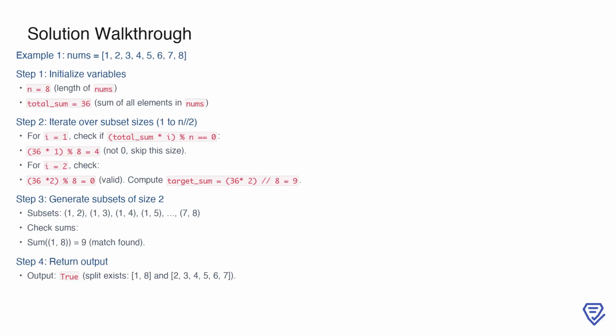To solve the problem, we start with an example where the input array is nums = [1, 2, 3, 4, 5, 6, 7, 8]. First, we initialize some variables. Here, the length of the array, n, is 8, and the total sum of all elements in nums is 36. The next step involves iterating over possible subset sizes, ranging from 1 to n divided by 2, since subsets larger than half the array size would just duplicate the problem.